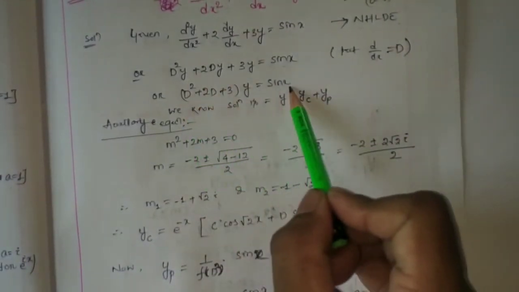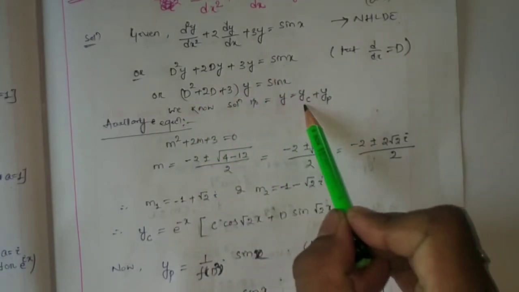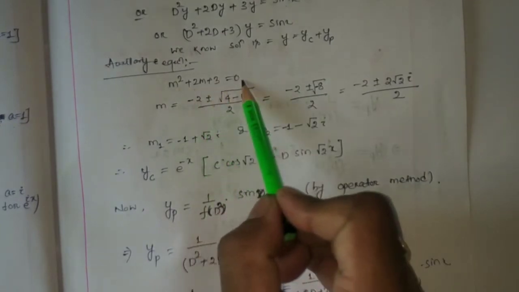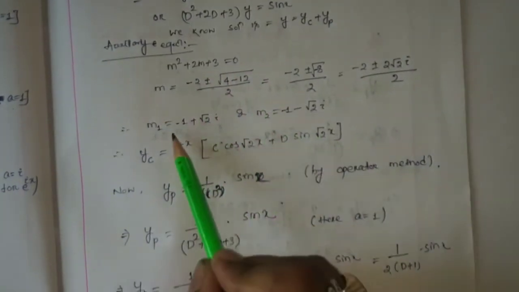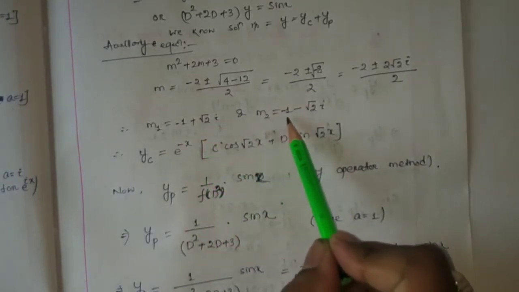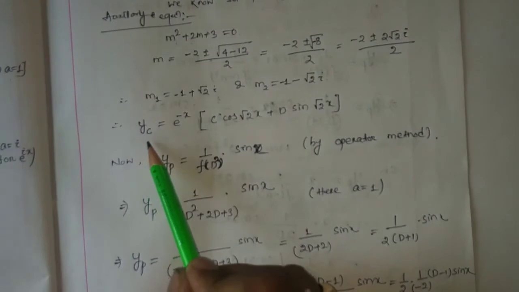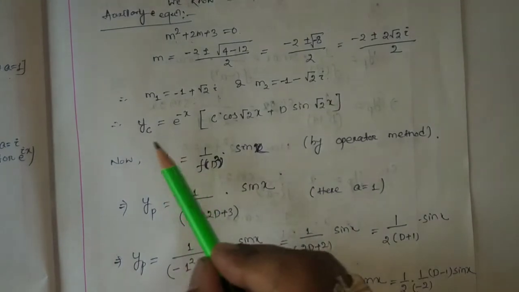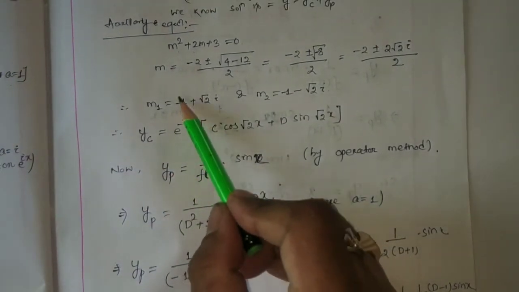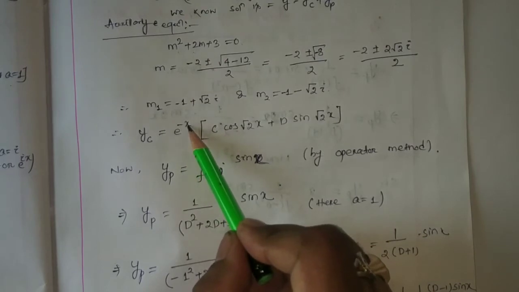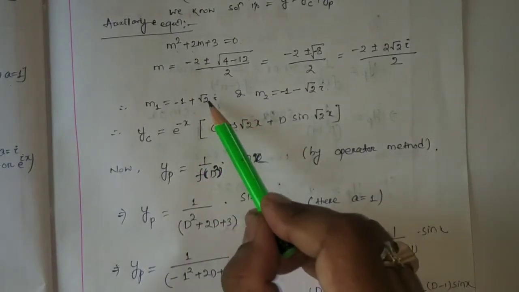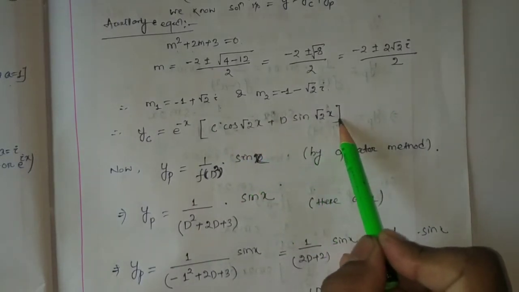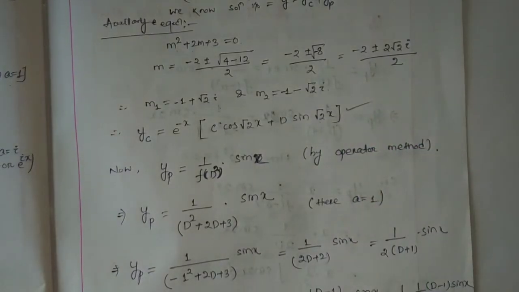And this can be written in this format, and we know that the solution is nothing but yc plus yp. The auxiliary equation is m square plus 2m plus 3 equal to 0, and we get the two roots: m1 is minus 1 plus root 2 i, and m2 is minus 1 minus root 2 i. The corresponding solution will be e to the power minus x, since alpha is minus 1, into c cos beta x, beta is root 2, so cos root 2 x plus d sin root 2 x. So this is the complementary function we found.